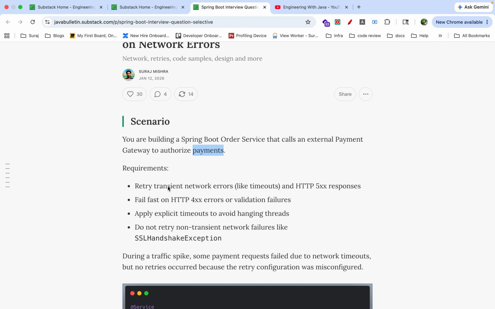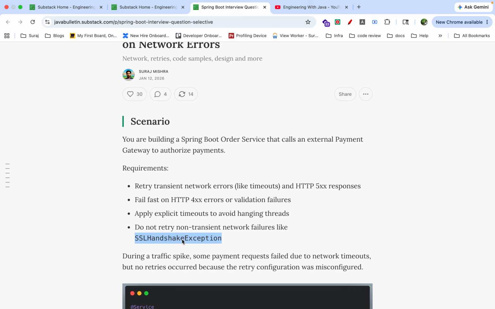The requirements are these: retry transient network errors like timeouts and HTTP 5xx responses, fail fast on 4xx errors or validation errors, apply explicit timeouts to avoid hanging threads, and do not retry on non-transient network failures like SSL handshake. Now, if you read this requirement, it seems that the question says that we shouldn't be retrying on the errors that we know that we cannot recover from.